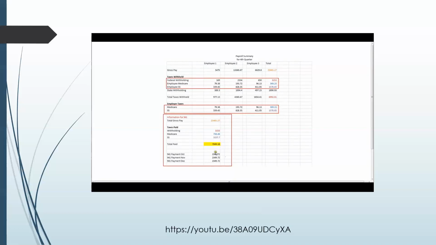And then just the total that you've paid for the quarter and your deposits that you've made. And then I also just recorded the deposits that were made for October, November, and December as well. These 3 deposits should total the total paid right here.